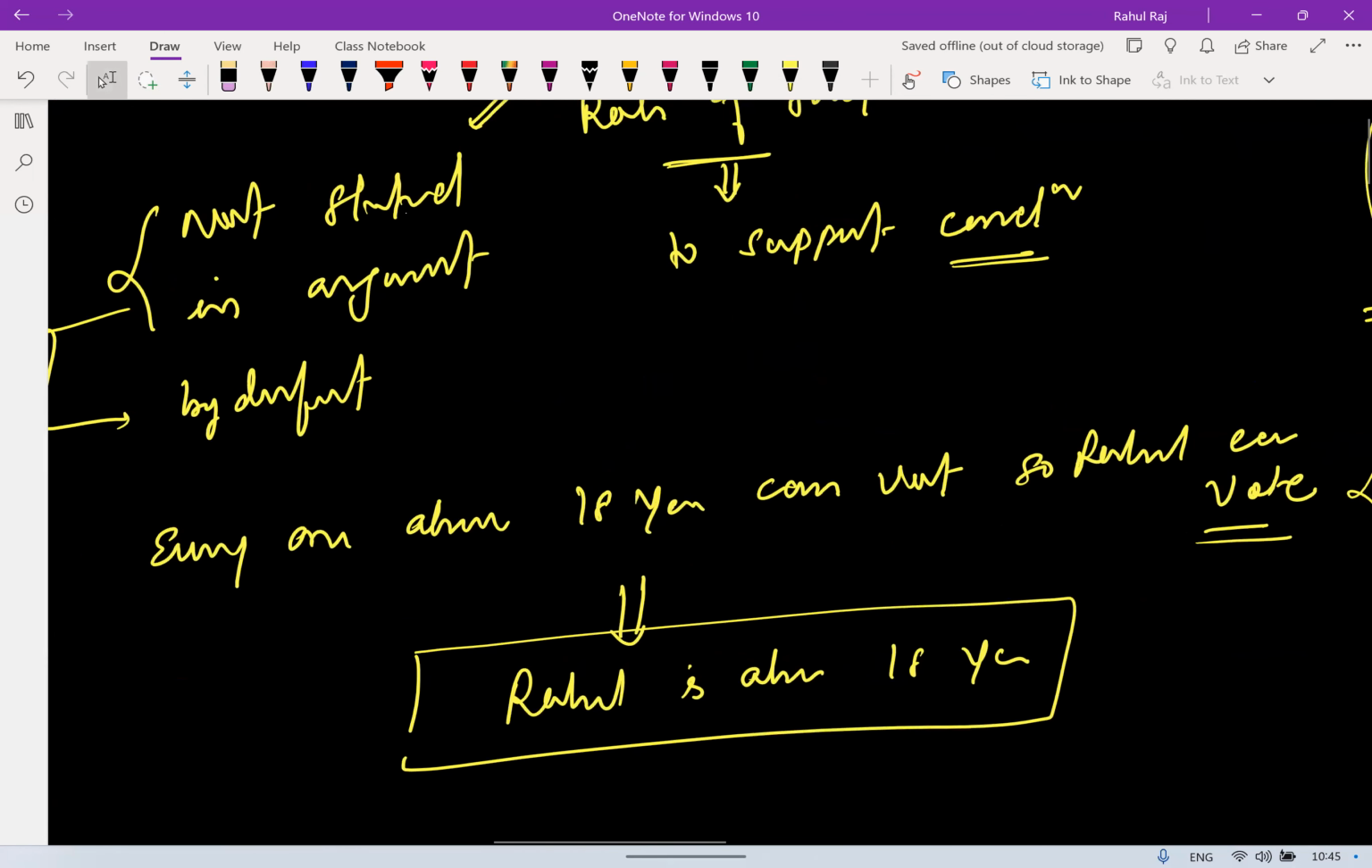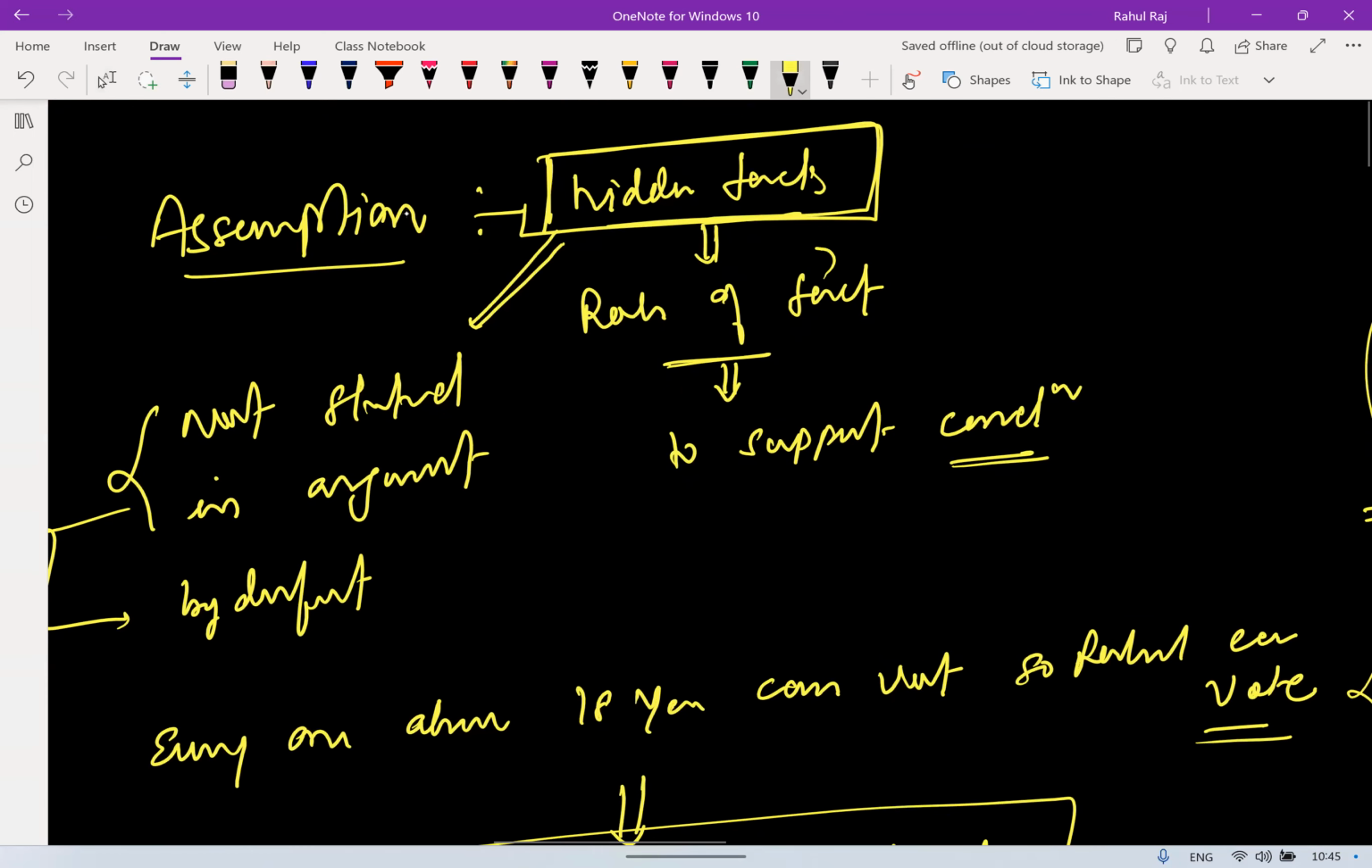So let's come down to assumptions. Assumptions mean hidden facts. And what is the role of a fact? The role of a fact is to always support conclusions. So I can 100% say assumptions are something which is the backbone of an argument. Assumptions are something which always supports the conclusion. There is absolutely no ambiguity over there. Be 100% sure about it.